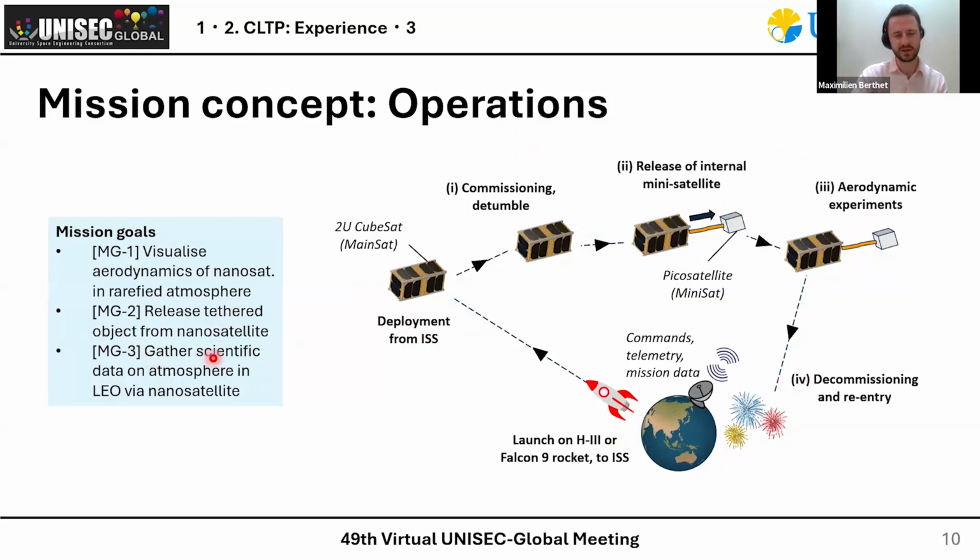And in this process, we want to achieve three things, basically. So first of all, we want to visualize using a camera how the small satellite is going to move around, how it's affected by aerodynamics. We also want to successfully, from a mechanical perspective, deploy the satellite using a tether. And finally, from a scientific perspective, we also want to gain information on the atmosphere using this satellite.